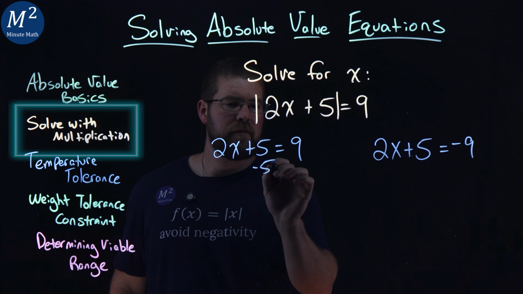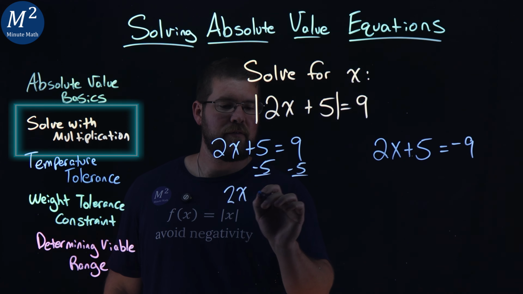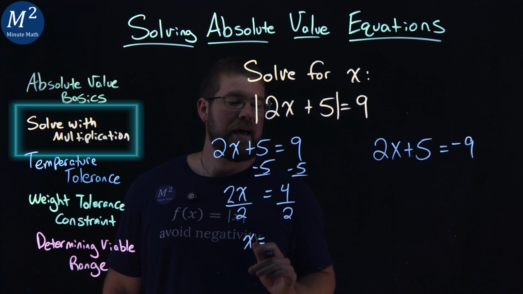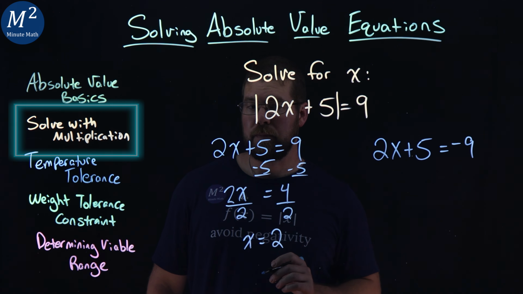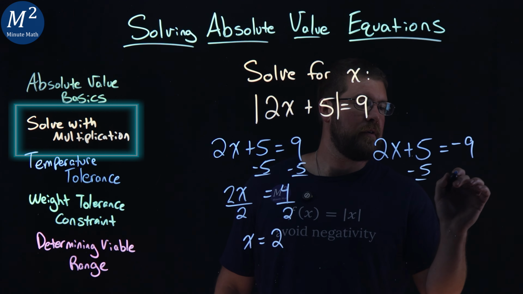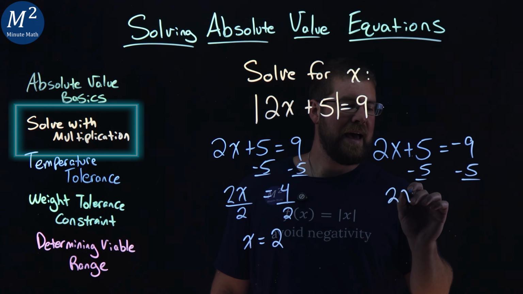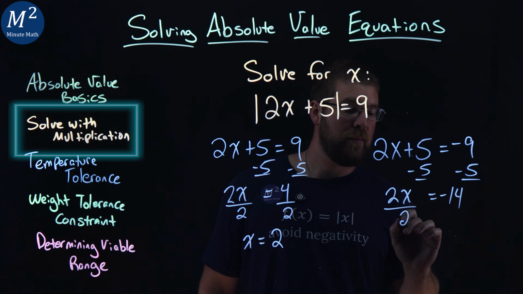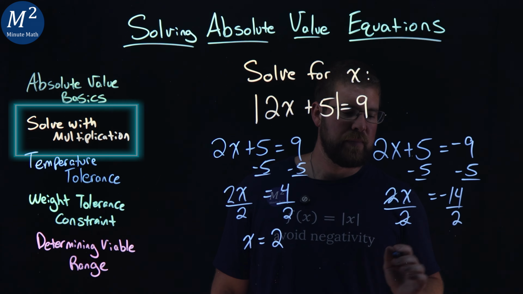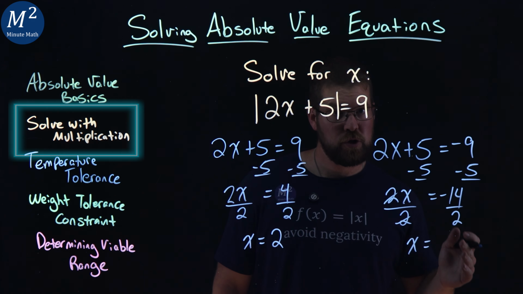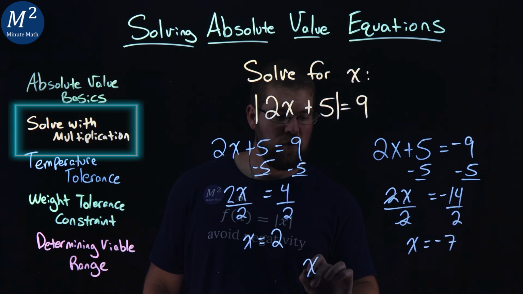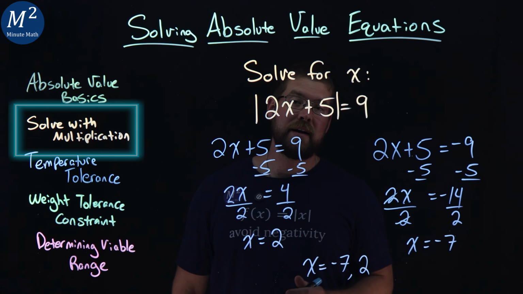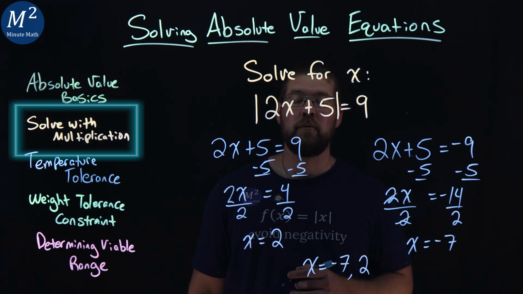First step here, I subtract a 5 to both sides of the equation, and we have 2x is equal to 9 minus 5, which is a 4. Then divide by 2 to both sides of the equation, and x equals 4 divided by 2, which is a 2. Here, we subtract a 5 again to both sides of the equation. 2x is equal to negative 9 minus 5, which is a negative 14. Now from here, I'm still dividing by 2 to both sides of the equation. They cancel, and we have x by itself is equal to negative 14 over 2, which is a negative 7. And so my two answers here for x are negative 7 and a positive 2. So we solved our equation for x, and we got x equals a negative 7 and a positive 2.